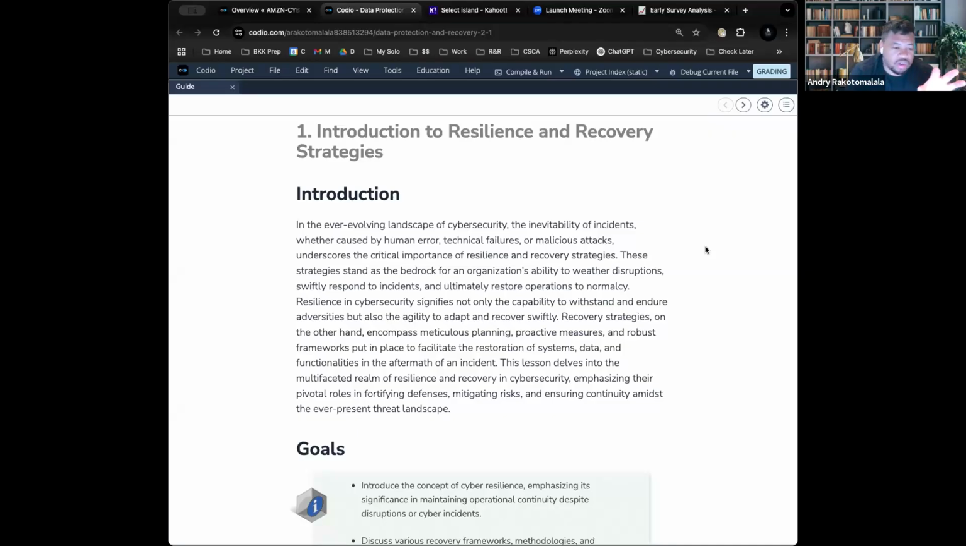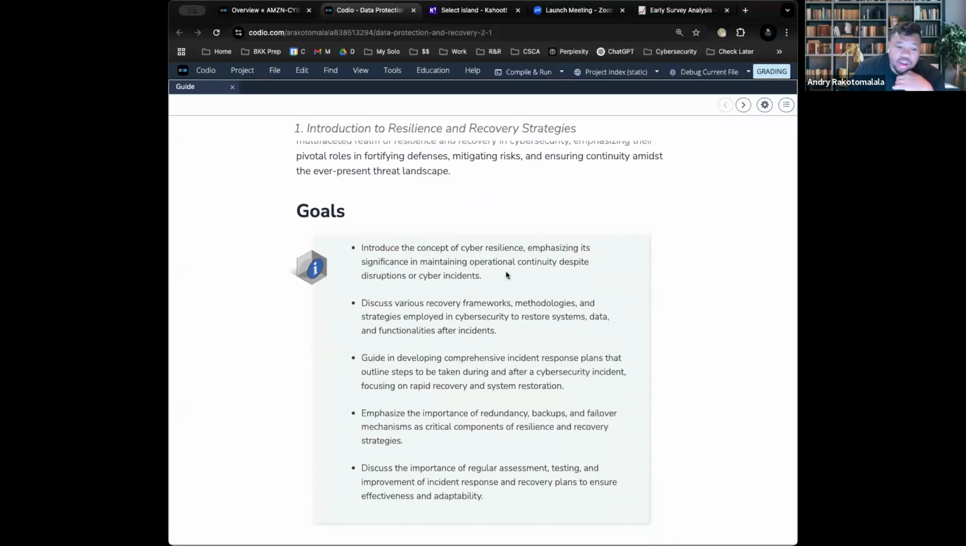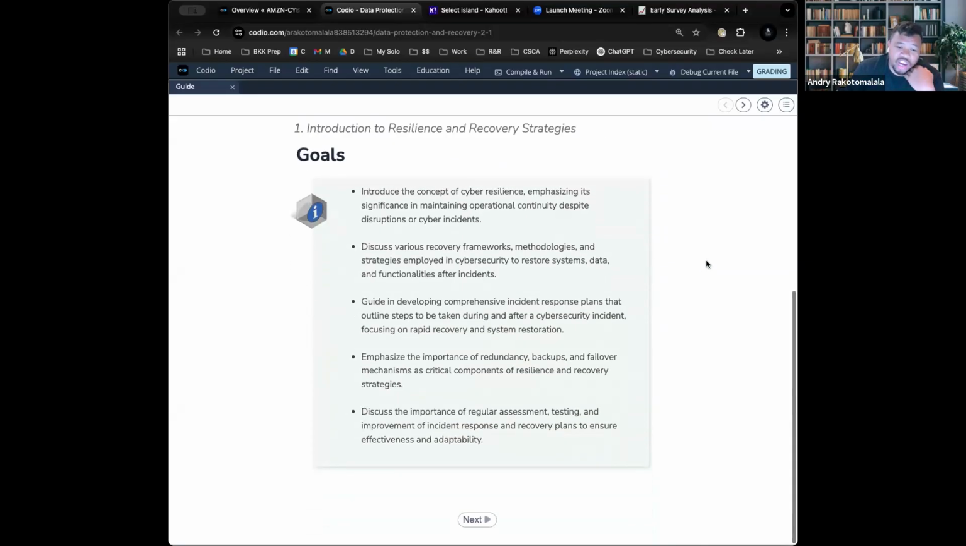And that's some of the things we're going to talk about today. We'll talk a little bit more about resilience, and then we're going to jump through some of these cybersecurity incidences. And then we'll talk about some methodologies and frameworks. One of the things we are going to discuss is incident response plans.